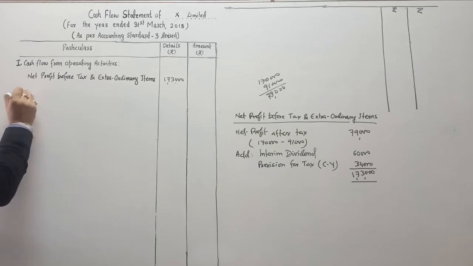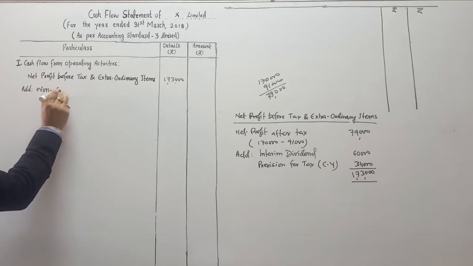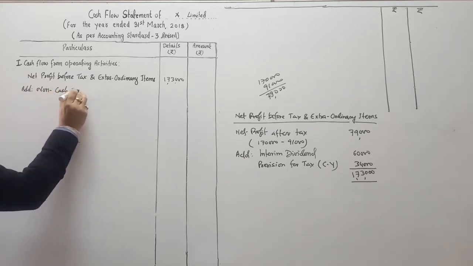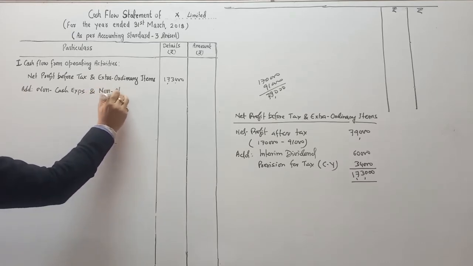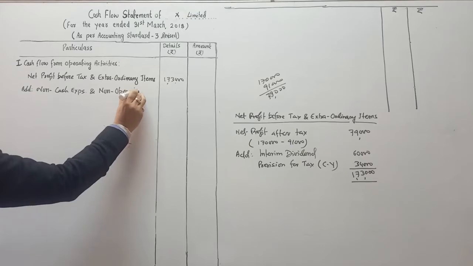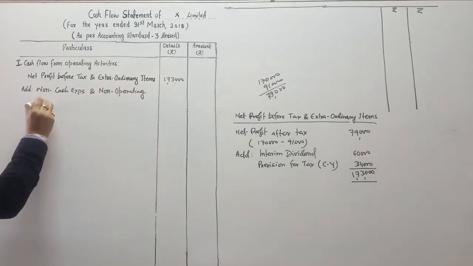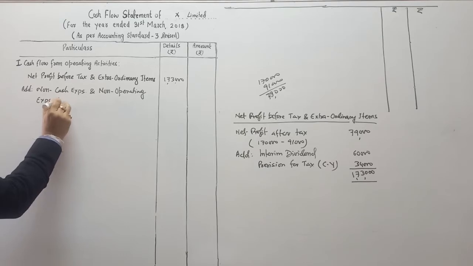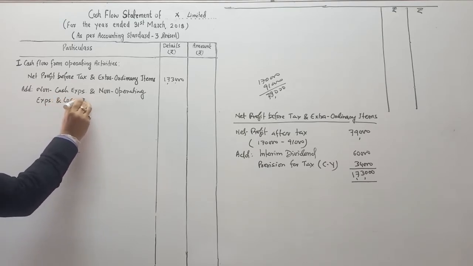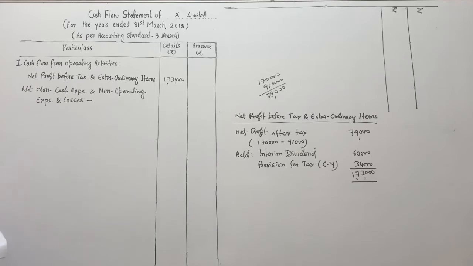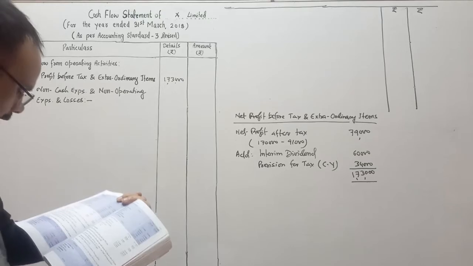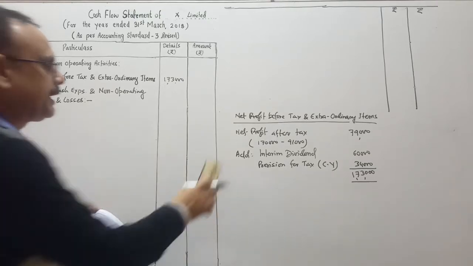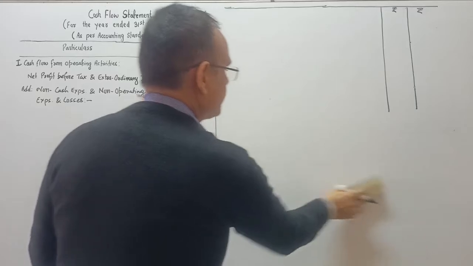Now you add non-cash expenses and non-operating expenses and losses. Non-operating expenses and losses, we will add them. So non-cash expenses is our depreciation. For that we have to see, non-cash expenses is what? Our depreciation.